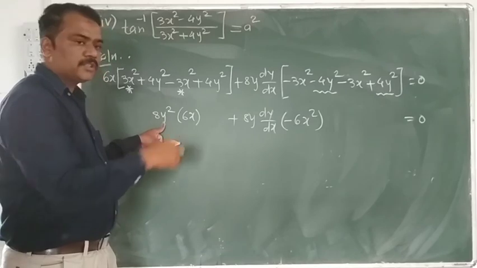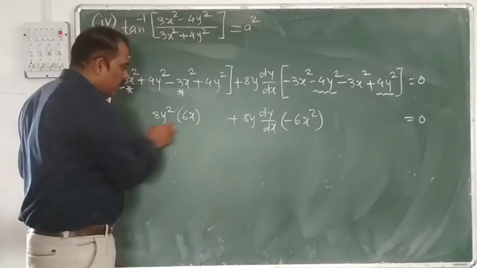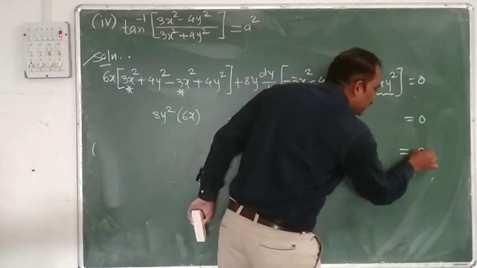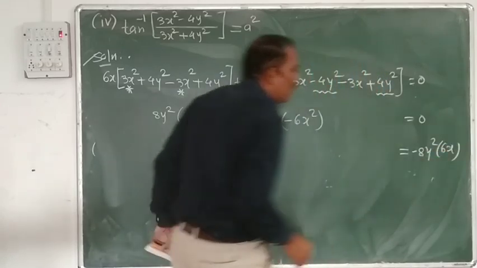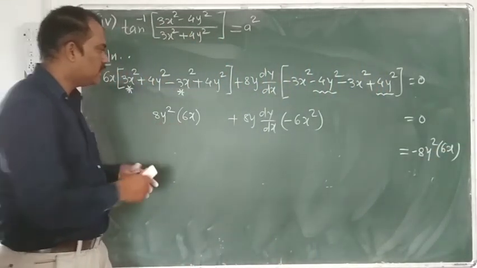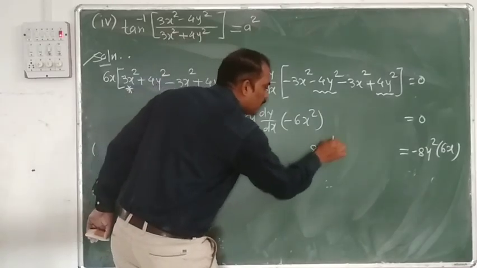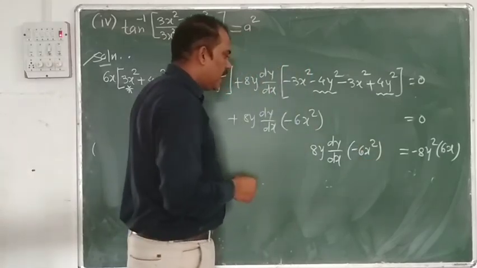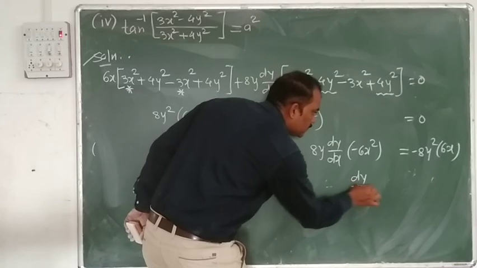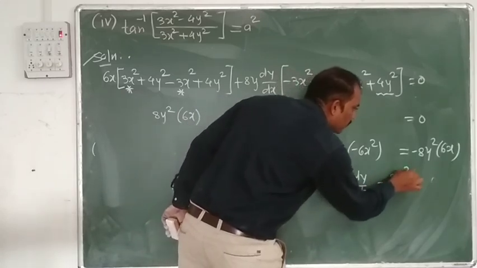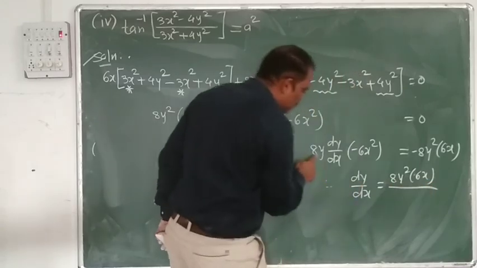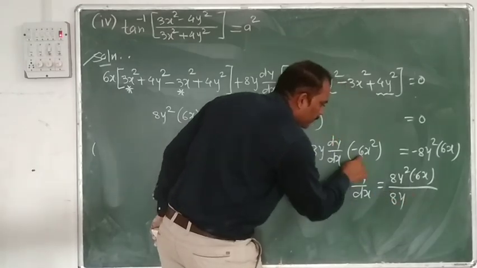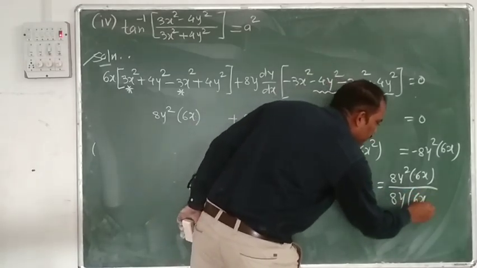Now we have to take these terms to the RHS. This one on the LHS is plus; when we transfer it to the RHS it becomes minus, so minus 8y² into 6x. On this side, what remains is 8y dy/dx into minus 6x². The minus sign gets cancelled. So dy/dx is equal to 8y² into 6x divided by, these factors are multiplied; when we transfer to this side they are divided, so here 8y into this 6x².